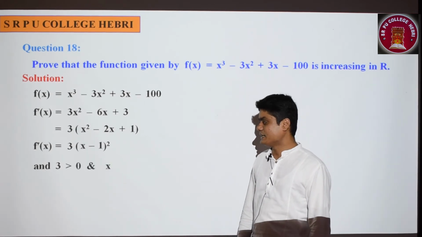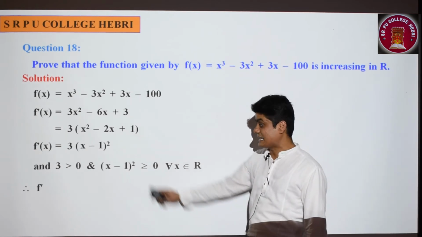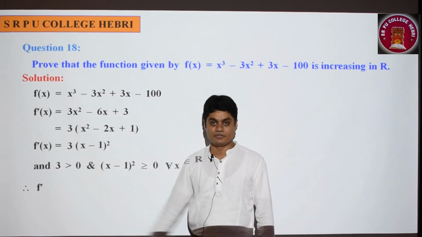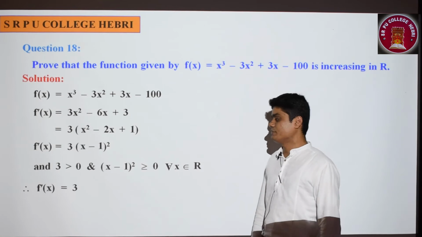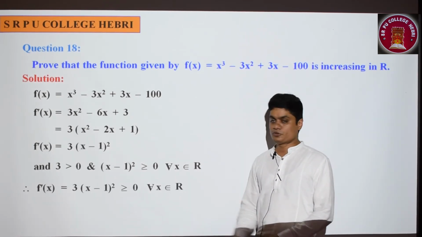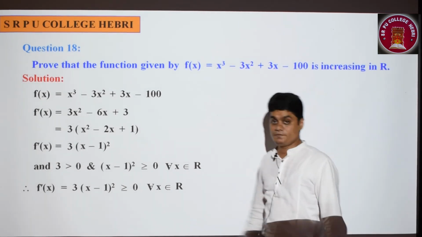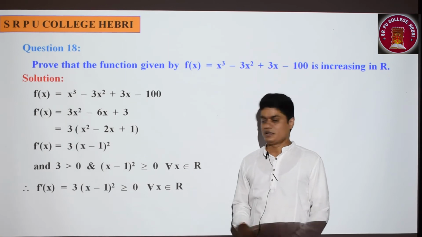So this implies f dash of x is always greater than or equal to 0. This can be 0 because when x equal to 1, this will be 0. So f dash of x will be 3 into that, same thing. So if you prove this is always greater than 0 for all x, then what you proved is it is an increasing function for every x. So this trick is important.